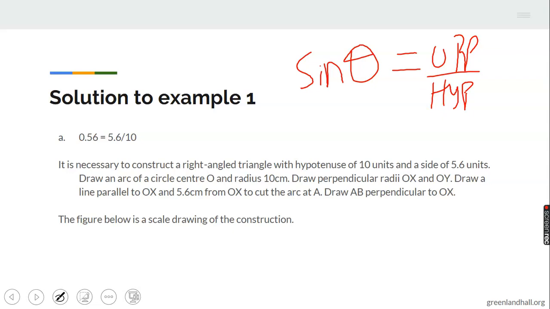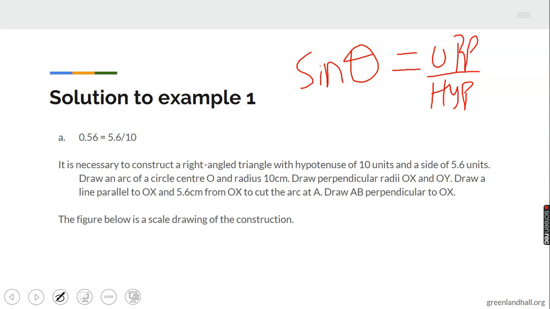Do you see now? Now, we've been able to write 0.56 as 5.6 over 10. What does that mean? That means the opposite side is 5.6 and the hypotenuse side is 10. Now, draw an arc of a circle center O and radius 10 cm. Draw perpendicular radii OX and OY. I will draw the diagram.